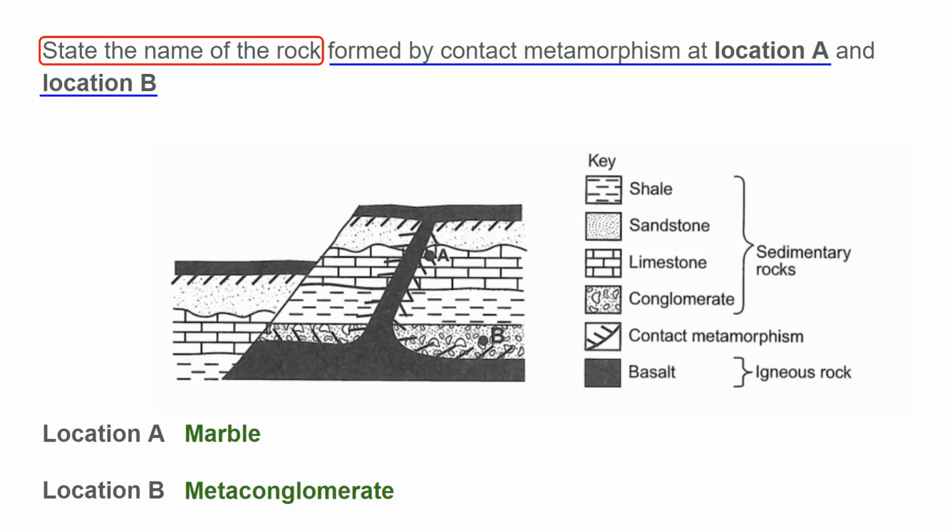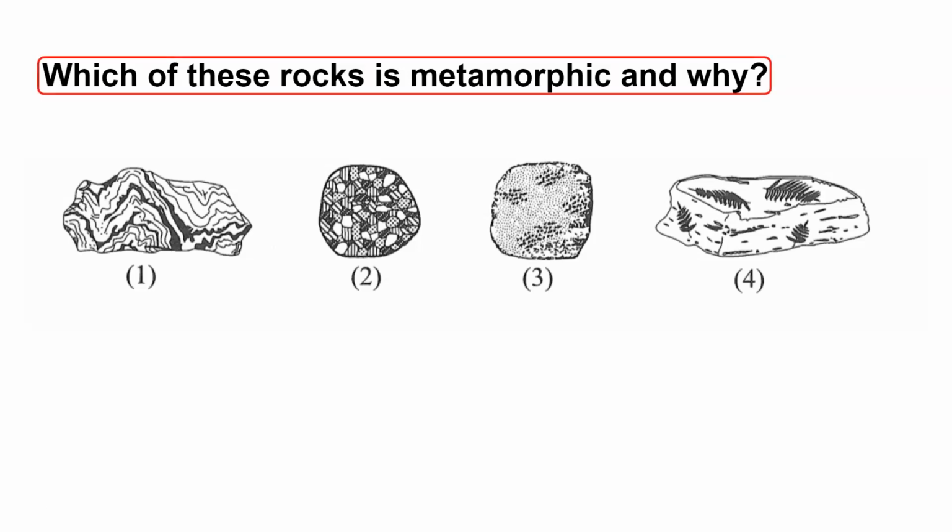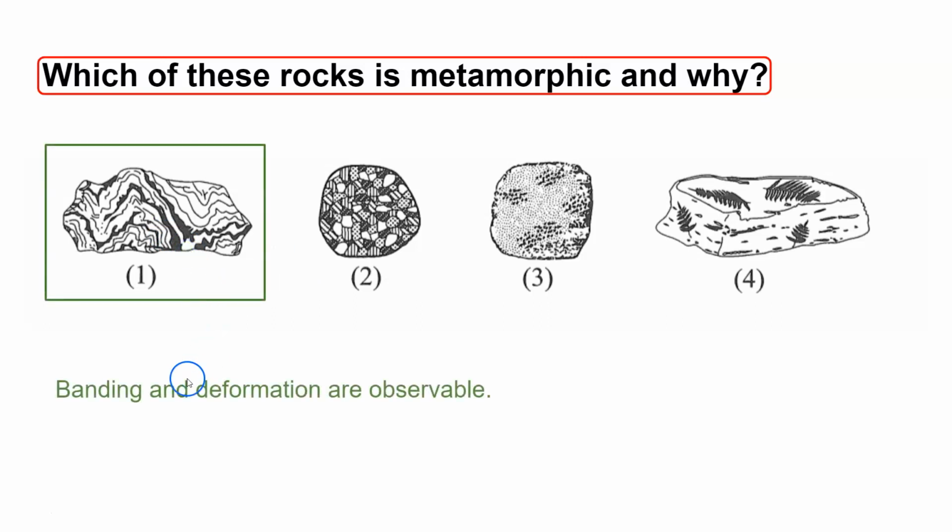So this question will not require a reference table. This is something that you kind of have to know more or less on your own. So which one of these rocks is metamorphic and why? So we take a look at 1, 2, 3, and 4. I'm immediately drawn to the first one. We can see some deformation, so it kind of looks like it's got waves running through it. And I can also notice banding, so it kind of looks like stripes, a light and dark alternating pattern here. So this is the metamorphic rock. And how do I know that? It shows banding and deformation.